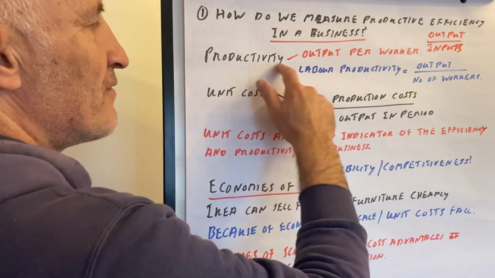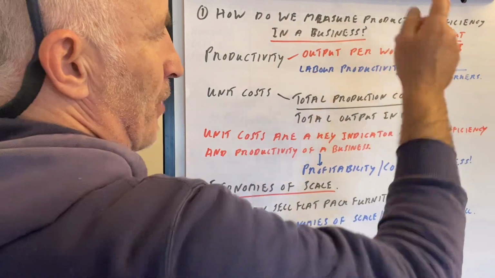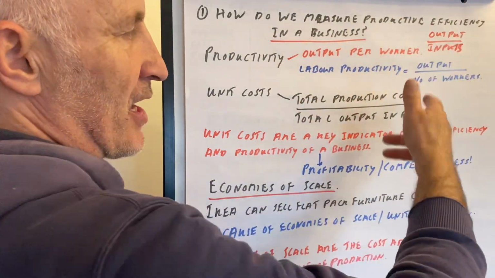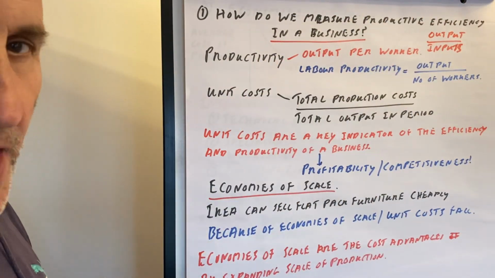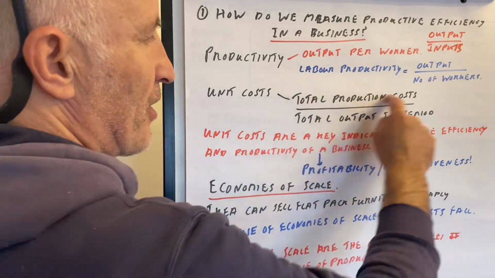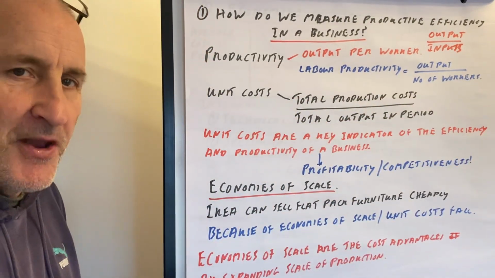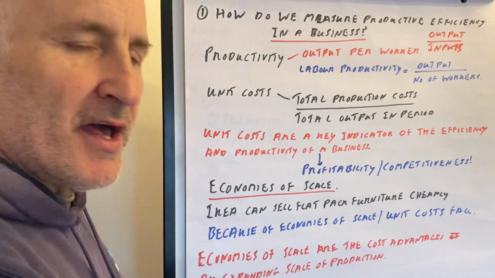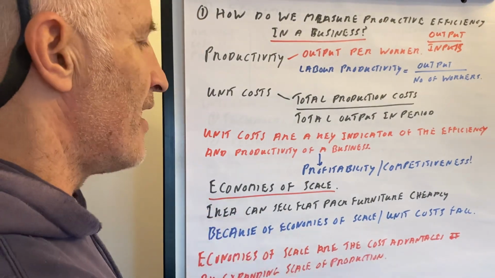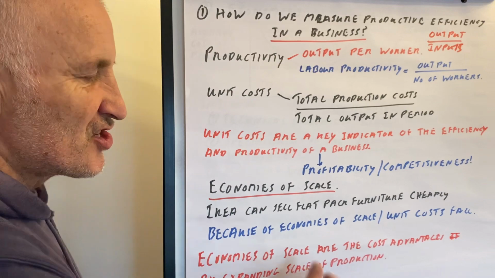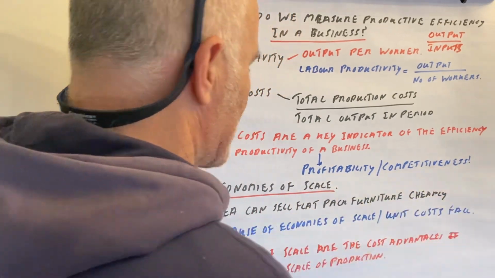So you can do productivity in a number of ways: output divided by inputs, or labour productivity, output divided by number of workers. We can also have unit costs. Unit cost is total production cost divided by the total output in the period. Now, fundamentally, if your unit costs are really low, then you can reduce your price, and therefore you can sell more goods. So it's linked in with your profitability and your competitiveness.